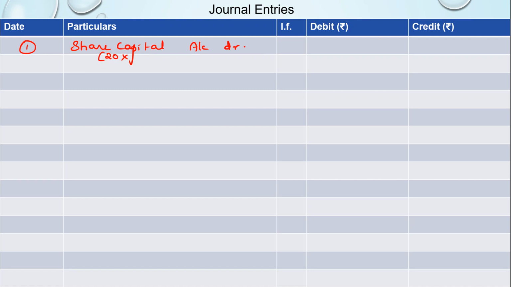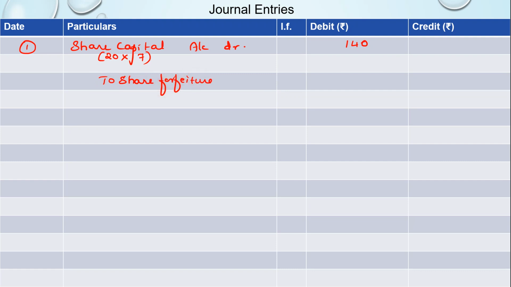What was the called up value? We have already noted down. Check your notes. The called up value was 7 rupees. So 140 rupees.